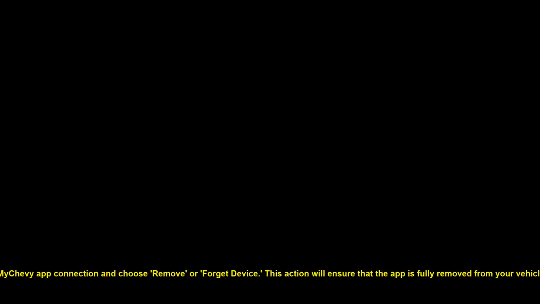Open the Bluetooth settings on your vehicle's infotainment system. Locate the paired device list and find the MyChevy app connection. Select the MyChevy app connection and choose Remove or Forget Device. This action will ensure that the app is fully removed from your vehicle.